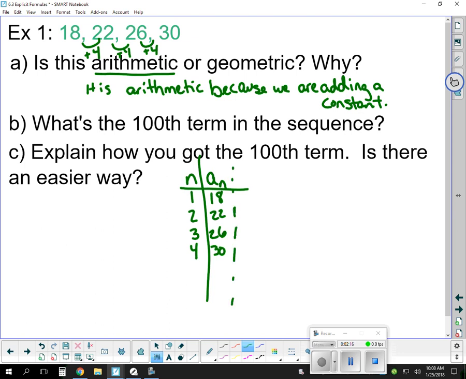Well, I know to get the 22, let me make that a solid line so we don't get confused. I know to get the 22, I took 18 and I added 4. And to get the 26, I took 22 and added 4. But really, another way to think of it is to get the 26, I started with 18 and I added 4 2 times. To get the 30 then, following that pattern, I took the 18 and I added 4 1, 2, 3 times.